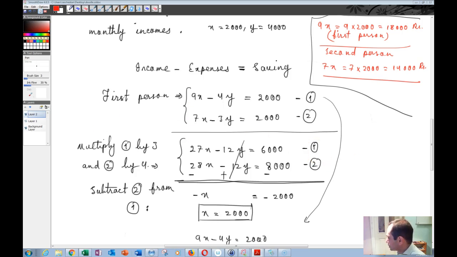So now let's do a couple of examples here, and then we will get to another method of solving these equations, which is called the cross multiplication method, a little bit more advanced, but it's useful actually. So let's do a couple of examples with this, and then we will get to the cross multiplication method.